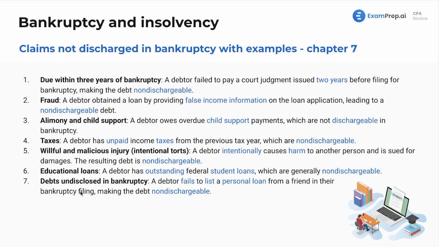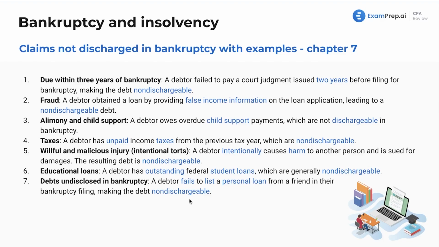And lastly, debts undisclosed in bankruptcy. A debtor fails to list a personal loan from a friend in their bankruptcy filing, making the debt non-dischargeable. This is kind of an accountability point. So if you just straight up forget about a debt and you don't include it in the filing, well, that's on you. You should have included it.